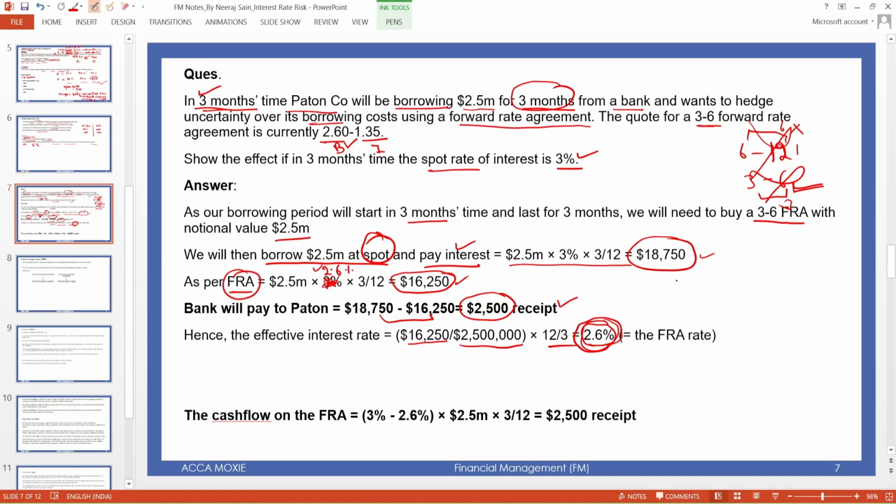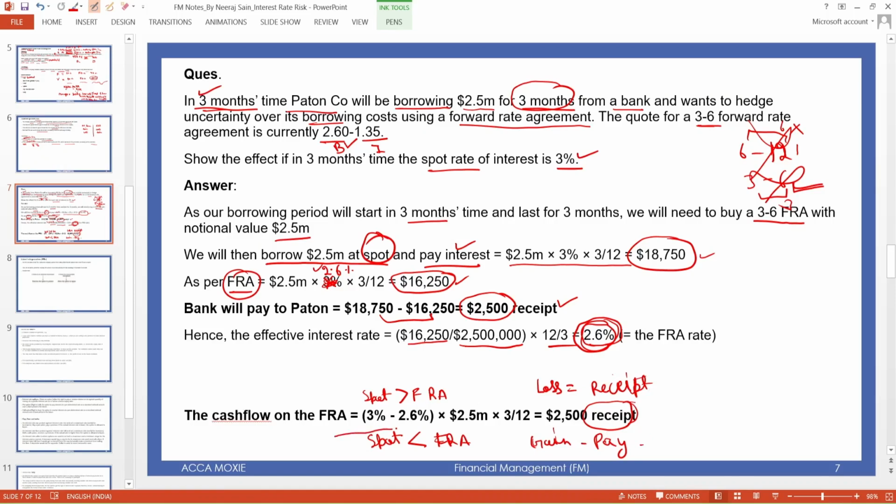You don't need to calculate like this, but in the exam they generally ask how much receipt or payment you have to show in case of a forward rate agreement, if interest rate increases or decreases. If spot is higher than the forward rate agreement, then we will receive a receipt. If spot is less than the forward rate agreement, it means we will pay, because here we have a loss so we will receive from the bank, but here we have a gain so we will pay to the bank.